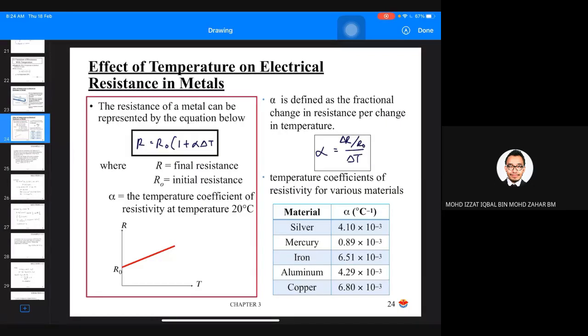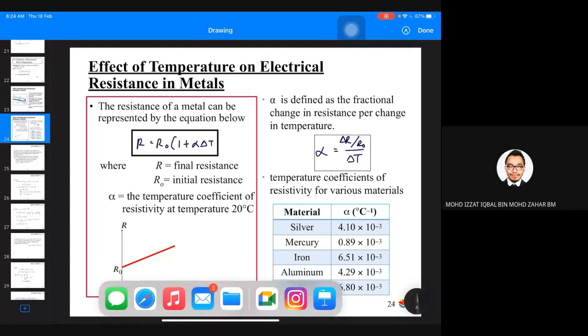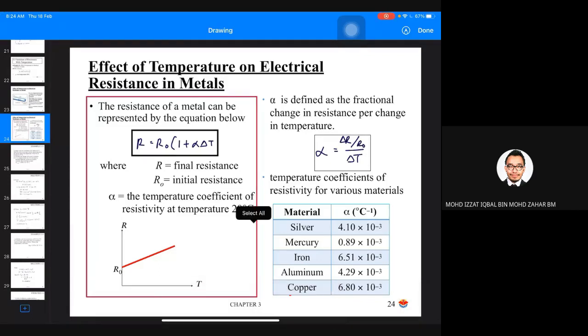Okay, so obviously once you understand the concept there, now you need to be able to use the formula.